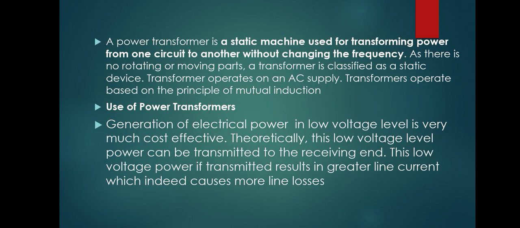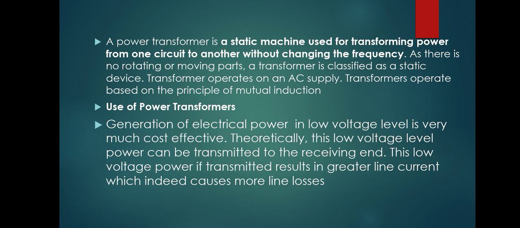A power transformer is a static machine used for transforming power from one circuit to another without changing the frequency. As there are no rotating or moving parts, the transformer is classified as a static device. A transformer operates on an AC supply. A transformer operates based on the principle of mutual induction. What are the uses of power transformer?